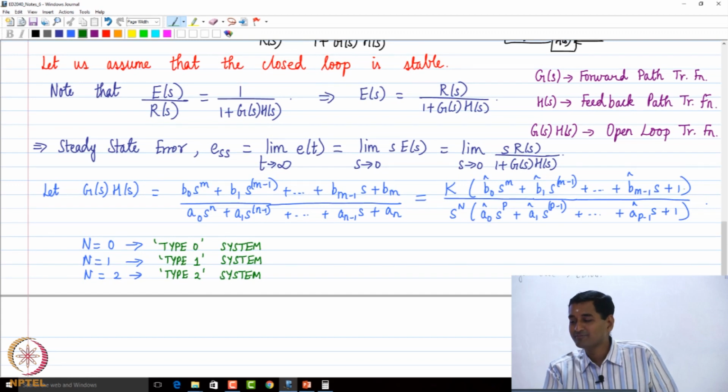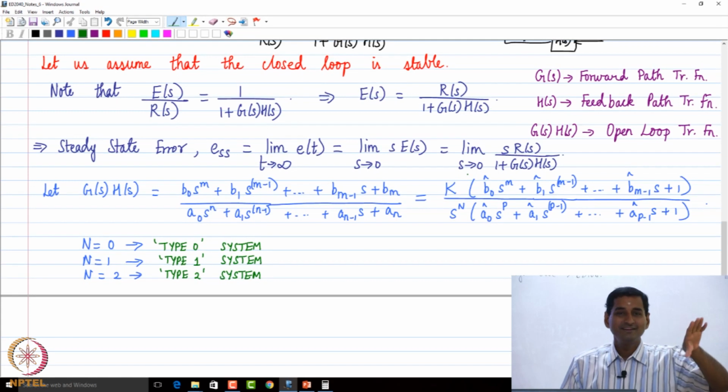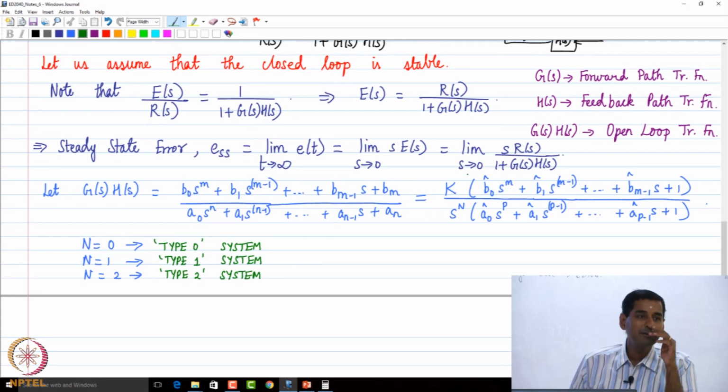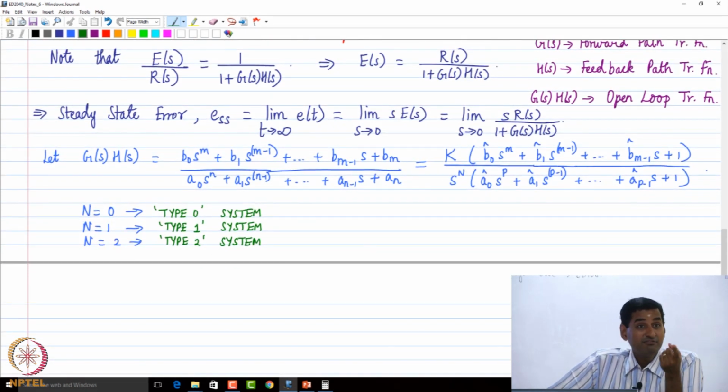I want to end up with just 1 and 1. So consequently I am putting whatever that ratio comes out as, K, capital K, outside. Depending on the value of capital N, we have type 0, type 1, type 2, type 3 and so on. For example, if you use an integral controller, we automatically get a type 1 system. I am sure all of us agree.